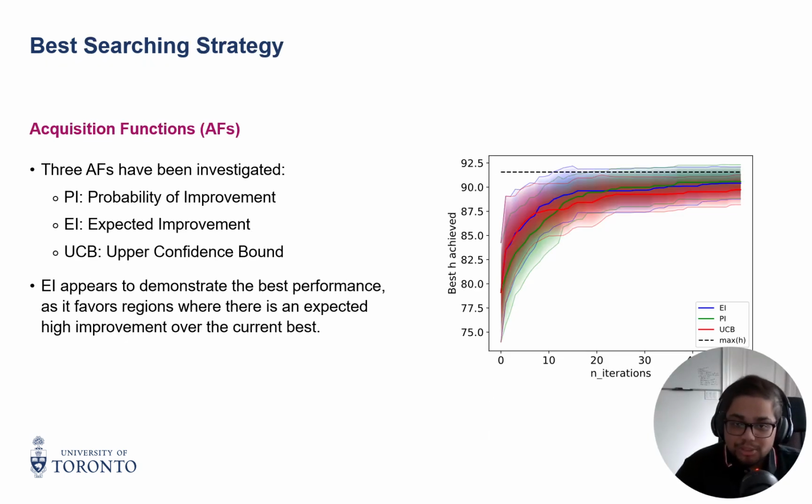Finally, we benchmarked three acquisition functions: probability of improvement, expected improvement, and upper confidence bound. Expected improvement turned out to be the most effective, as it balances exploration and exploitation to find high-performing fluids faster.